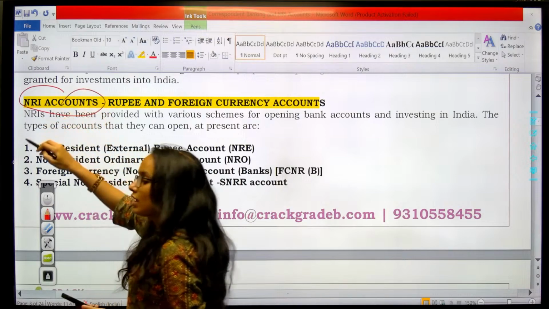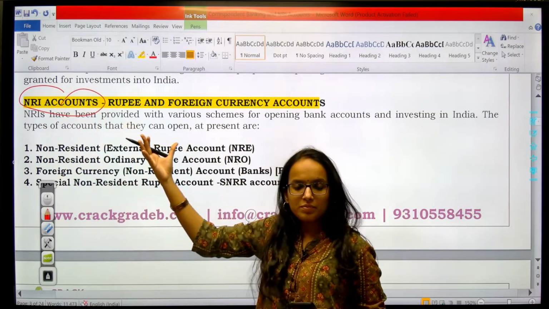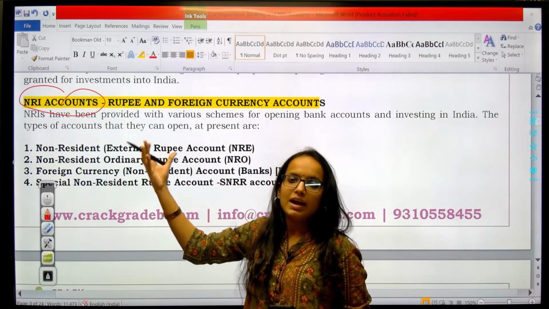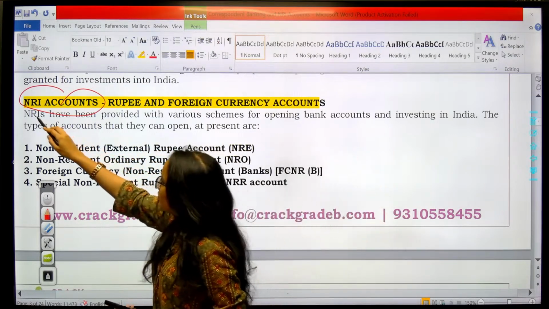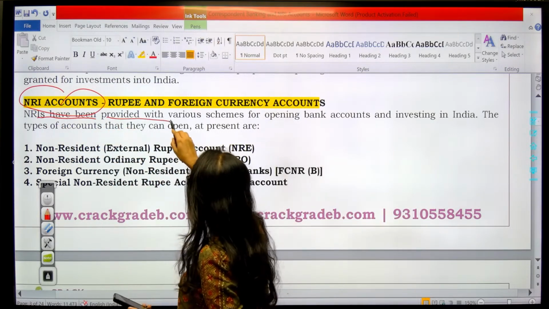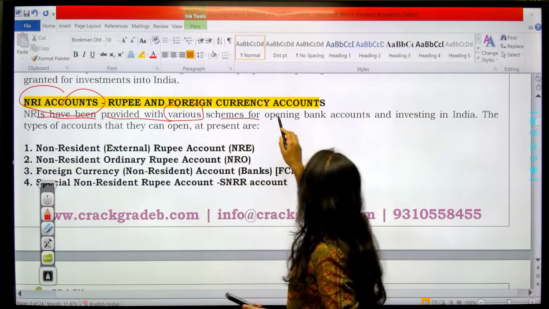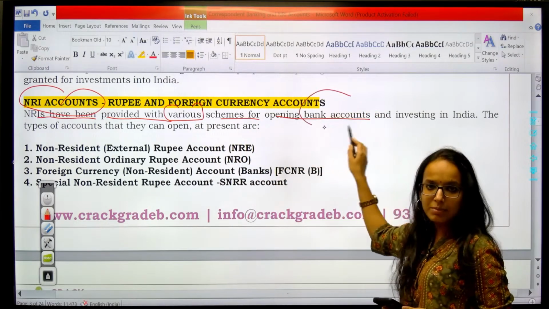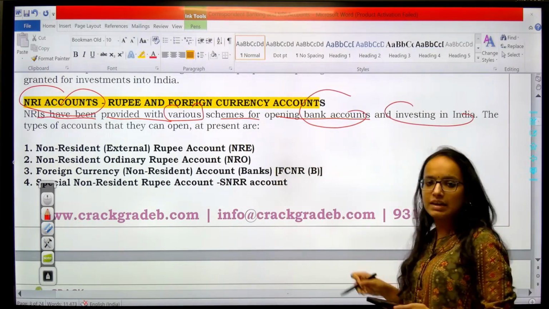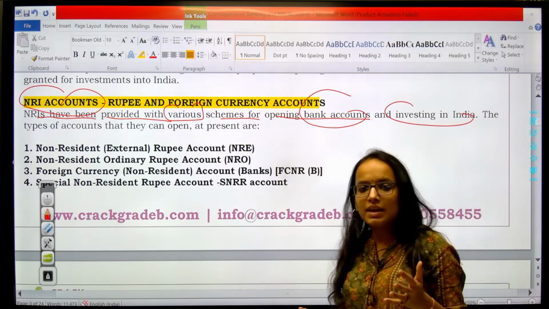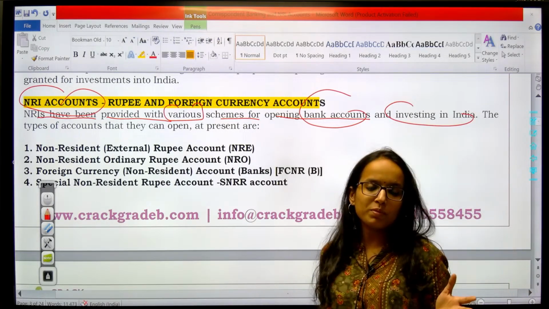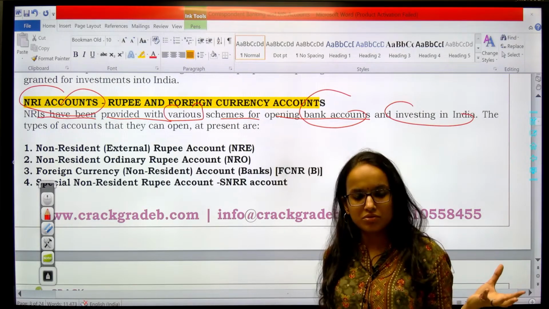NRI accounts are both in Indian rupee, in your domestic currency, and in foreign currency as well, right? So NRIs have been provided with various schemes for opening bank accounts and investing in India. They might also be interested in investments in India, apart from opening just a bank account and bank transactions.